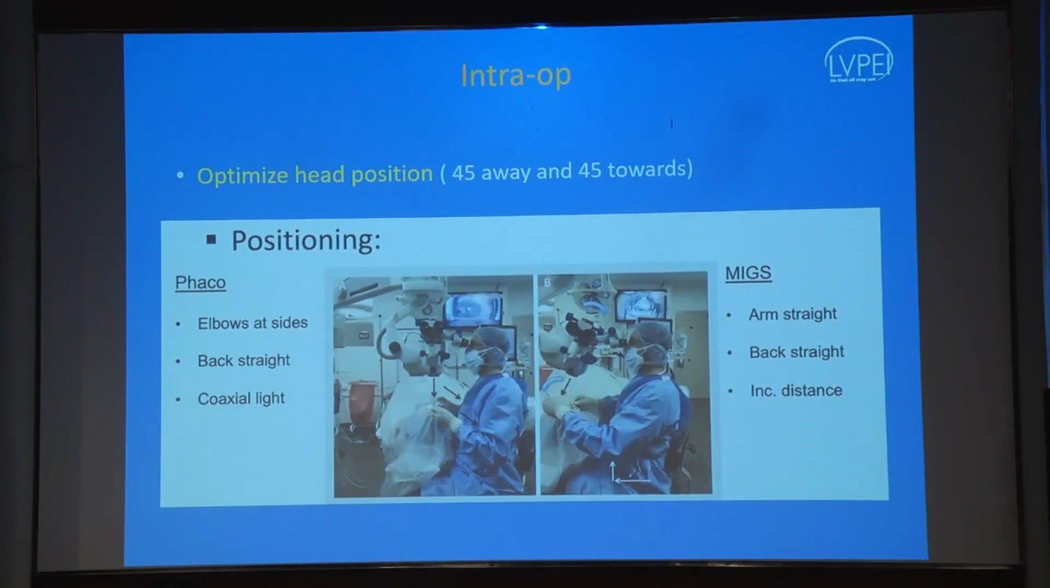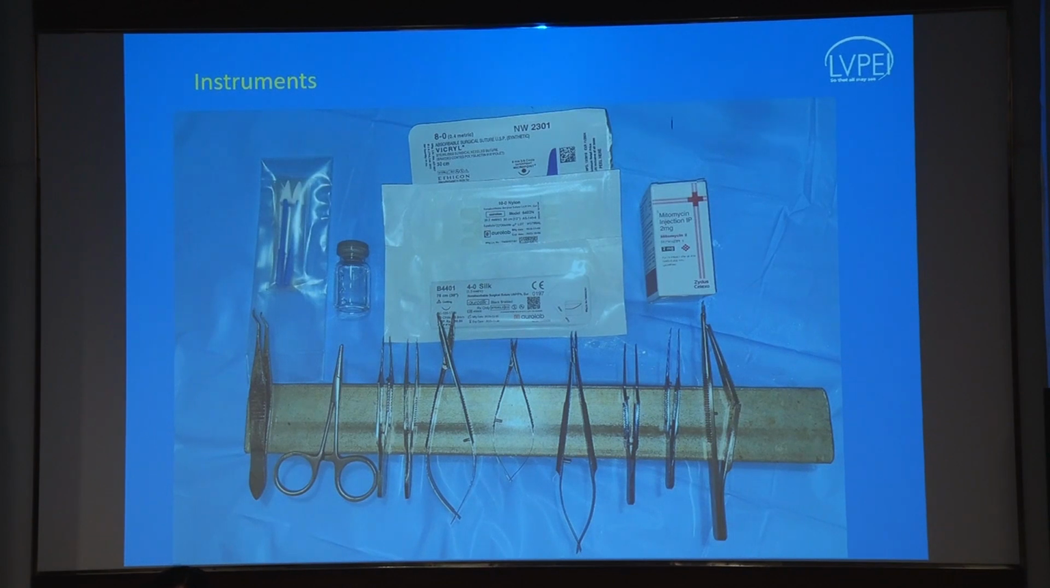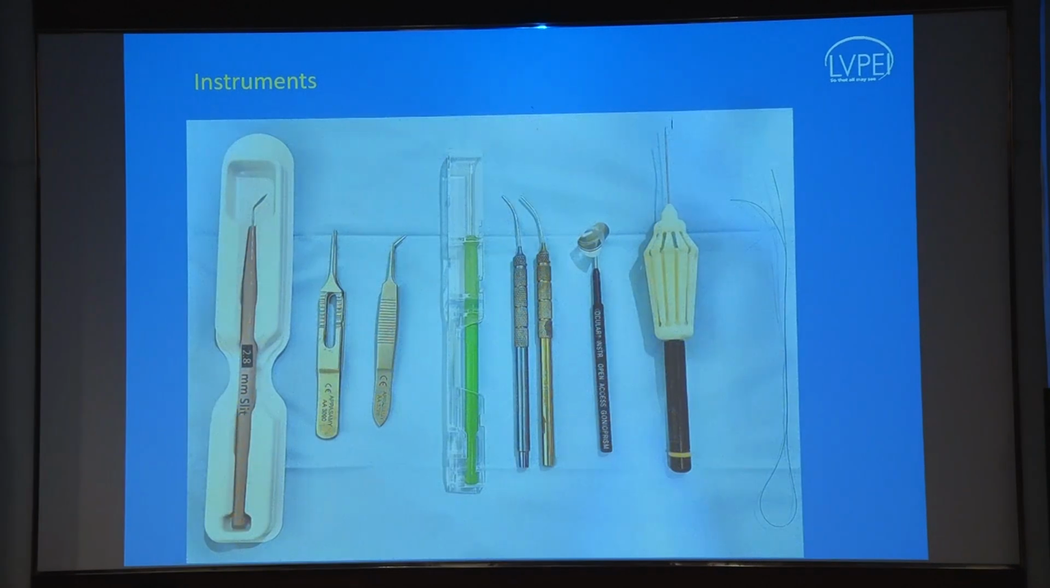As discussed about the optimum head position before itself, 45 degrees, the microscope is tilted towards you and the head is tilted away from you. This is a comparison between all the instruments that you use in a case of trabeculectomy as compared to the instruments that are needed for GAT procedure. See the decrease in the clutter that we have, with no disrespect to the surgeons who operate trabeculectomy.